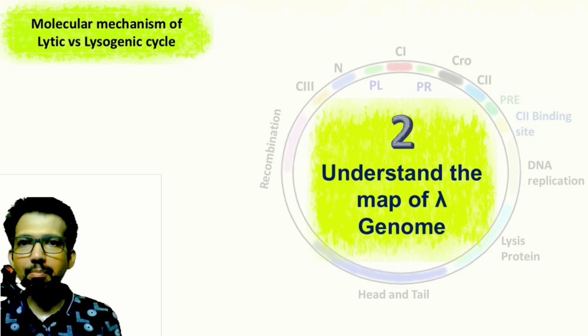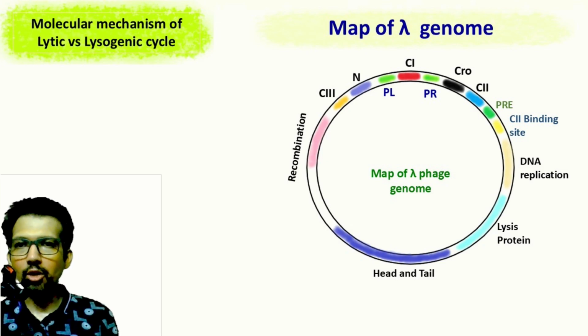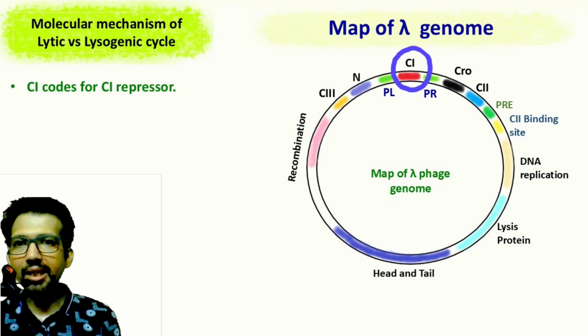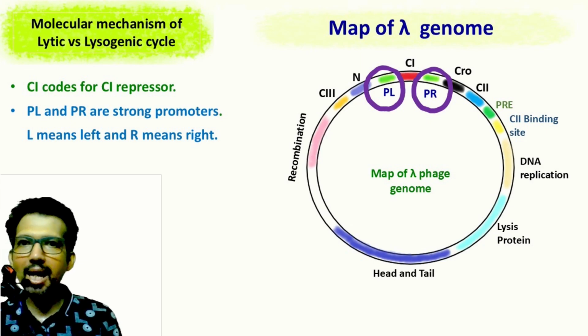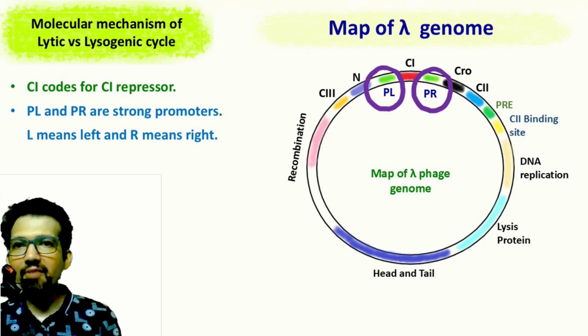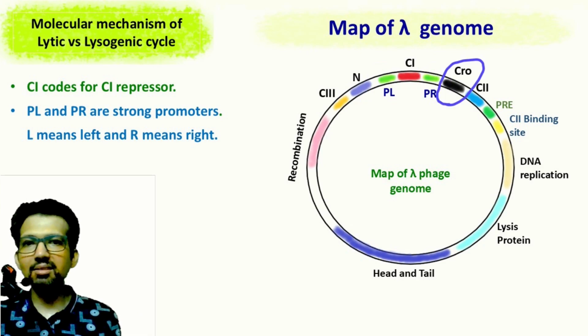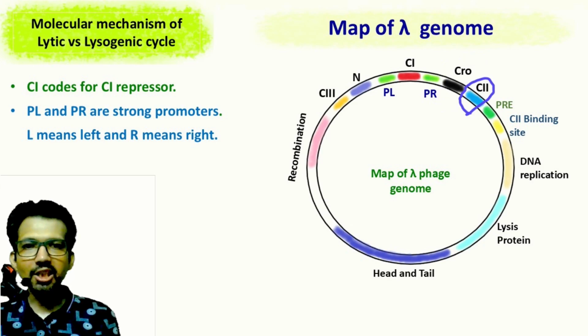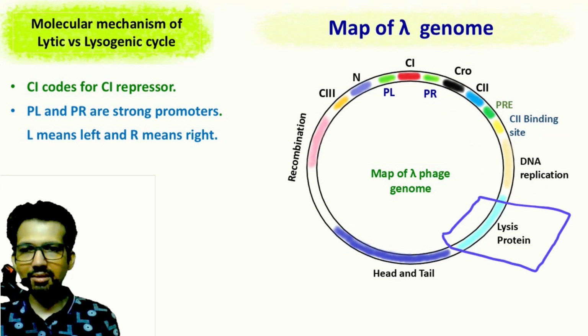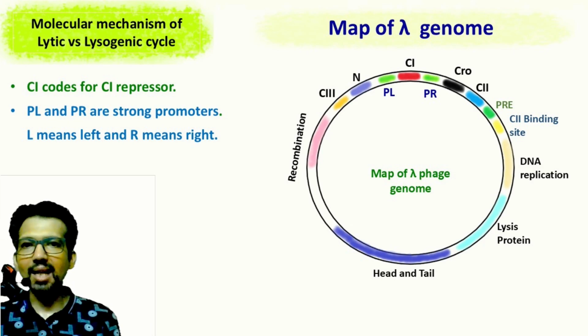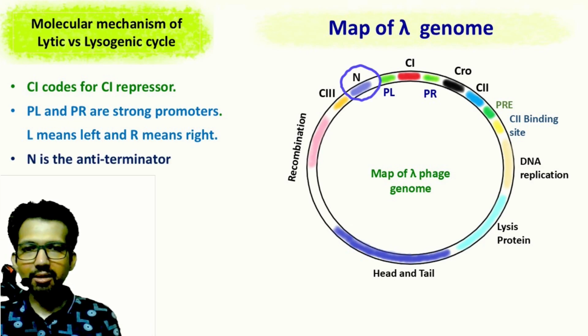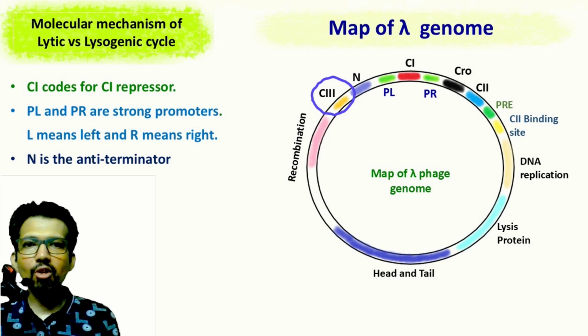Now let's try to understand the map of the phage genome and the function of all these genes. On the top, we have the gene CI. CI codes for a repressor protein. Then we have two strong promoters, PL and PR. Here L means left and R means right. On the right side, we have several genes like CRO, C2, genes for DNA replication and cell lysis. Then on the left, we have genes like N, which is an anti-terminator, C3 and genes for recombination.